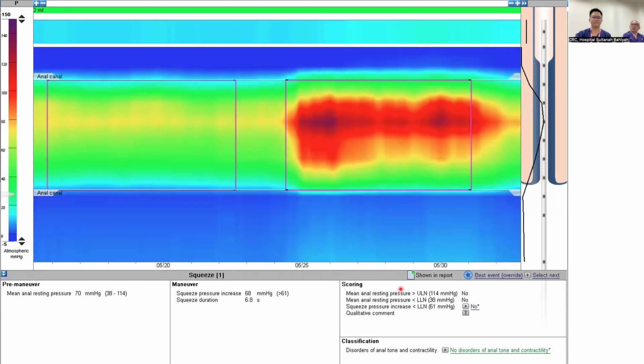Just to mention that the squeeze itself must be free from any abdominal effort. So it's why you see up there, there's nothing from the abdomen. It's purely a function of your anal muscles. Because some patients may be cheating, they will use the abdomen to help them with the squeeze. That is not correct.